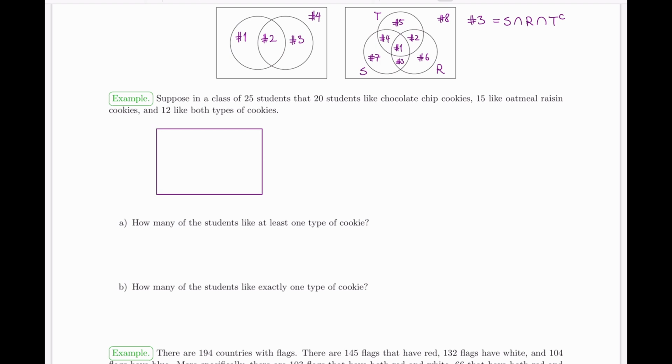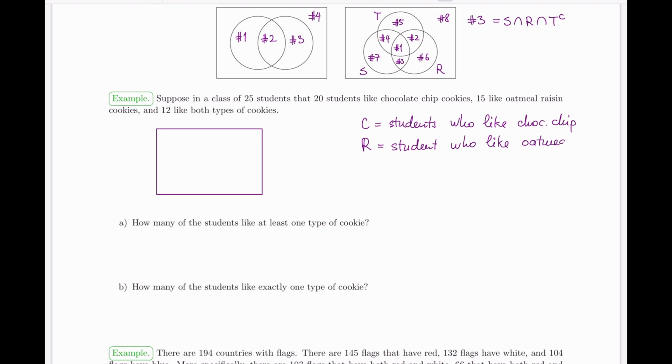I'm not going to put down 25 anywhere yet because I don't know what region that belongs to. 20 students like chocolate chip cookies and 15 like oatmeal raisin cookies. 12 like both types of cookies. So first of all, let me define my sets. Let's say set C is going to be students who like chocolate chip cookies, and let me call it R, for oatmeal raisin, the students who like oatmeal raisin.